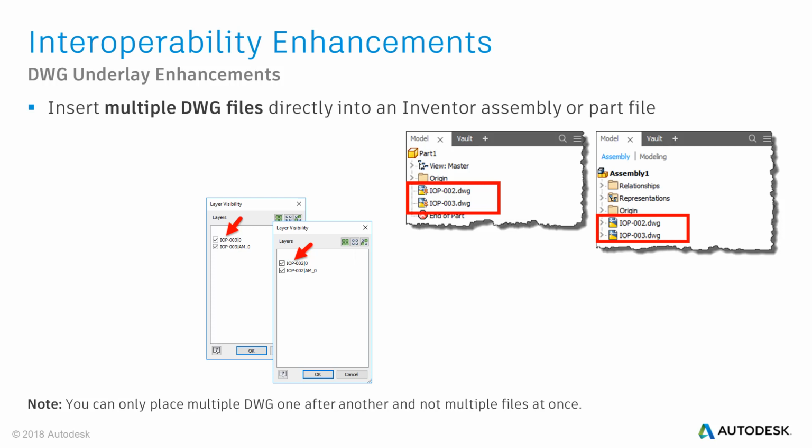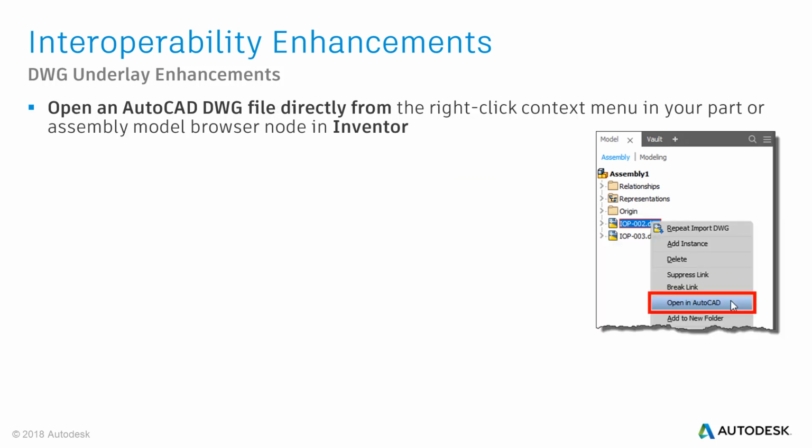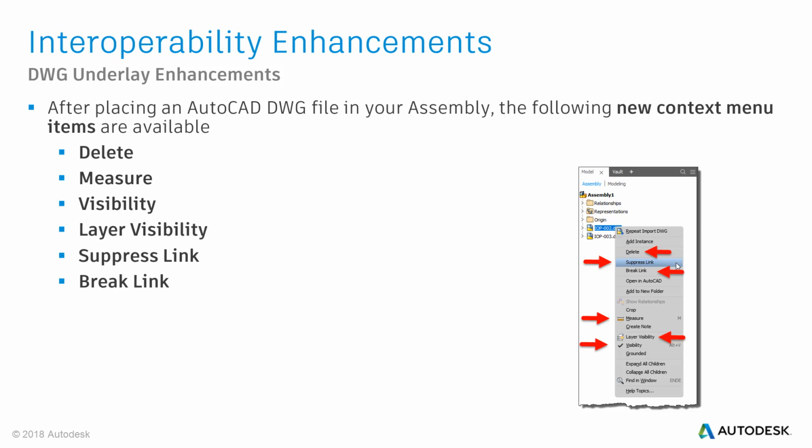IOP-002 vertical bar am_0. Extremely useful is the capability to open an AutoCAD DWG file directly from the right-click context menu in your part or assembly model browser in Inventor. With that, you can much better streamline the associative DWG underlay with AutoCAD and Inventor. Let's keep focusing on the DWG underlay. Inventor 2018 provides 6 new context menu items after placing an AutoCAD DWG file in your assembly.